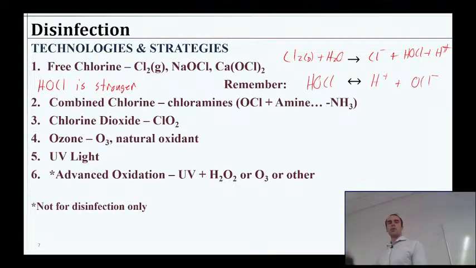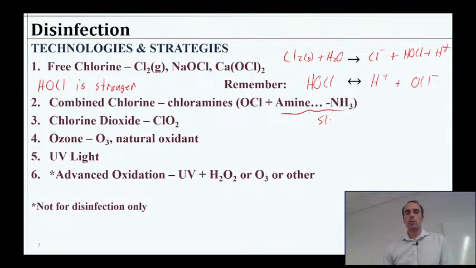one chlorine per amine group. We can get dichloramine and even trichloramine. So there's all going to be equilibrium reactions there. We'll have some mixture of them. And the only important thing I want to say here is these are slower acting, kind of like OCl-.